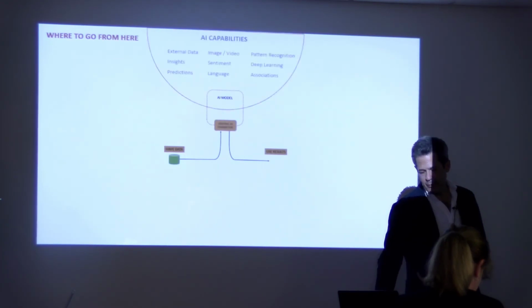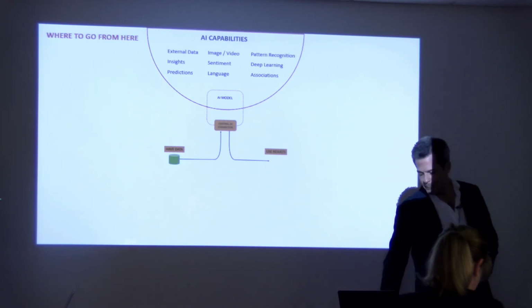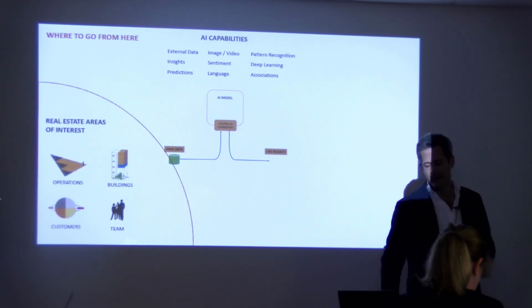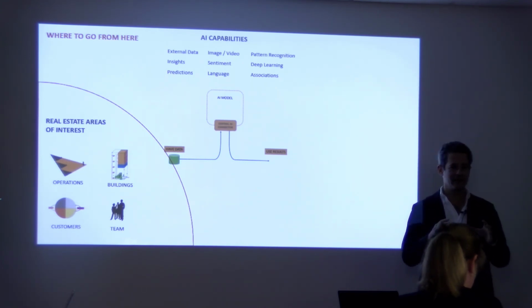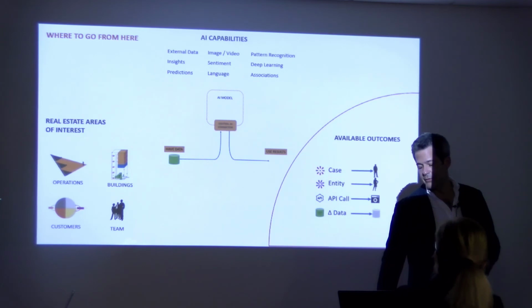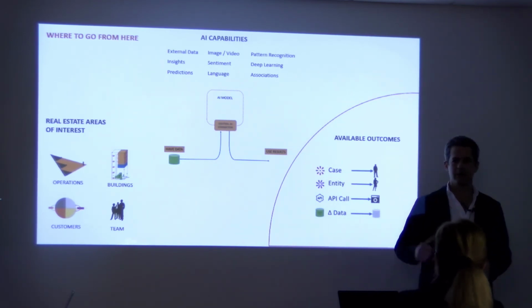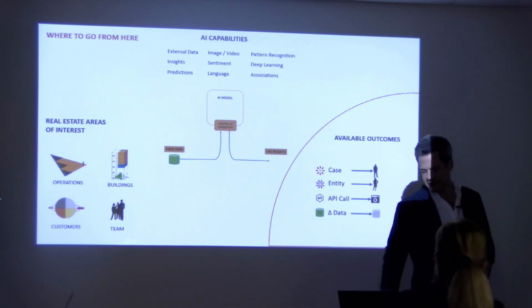So this is the basic framework. There are a lot of different capabilities that exist in these AI systems. If you haven't done it already, go check out AWS, Watson, whatever, and just see what they have to offer. It's amazing. We also have areas of interest for us: operations, our assets, customers, and our people. All of these are valid areas of inquiry for these kinds of interventions. And then we have the things we would do with it: do we want to create a case, do we want to create an entity, and so on, activate some other program or change data.